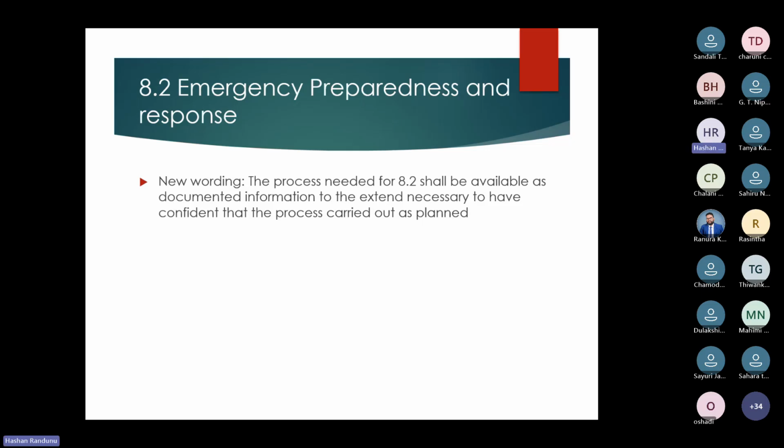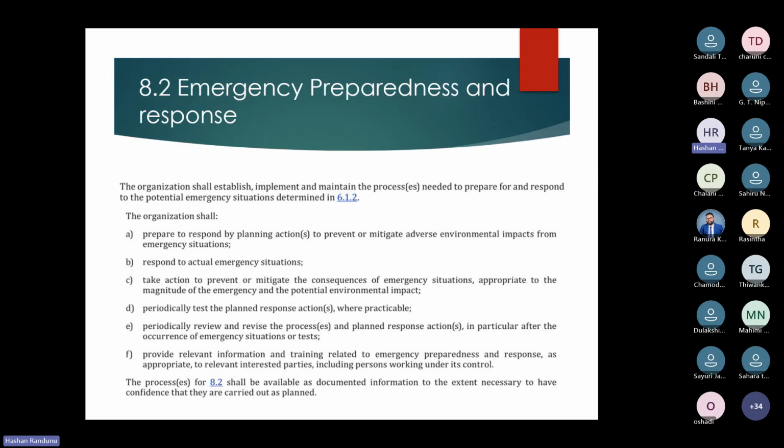Right? Then let's move into clause number 8.2, emergency preparedness and response. In clause number 6.1.2, we identified potential emergencies. Yes, we identified potential emergencies. Clause number 6.1.2 is where we identify potential emergencies, right? Once we identify potential emergencies, in the same clause, we identify potential environmental aspects and even their impacts, right? And then we evaluated those environmental aspects and impacts, and we identified significant environmental aspects, right?